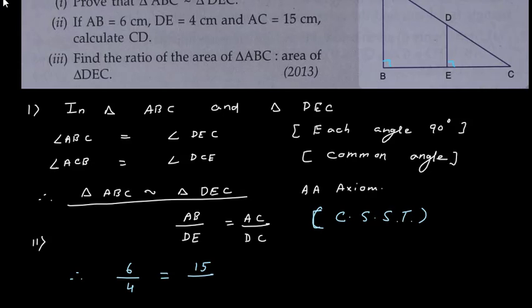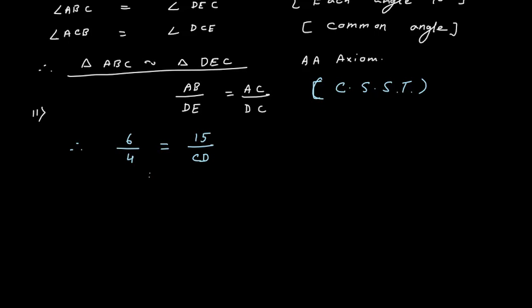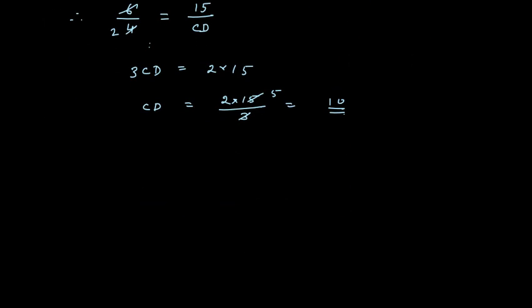divided by the value of DC, or CD. You can write this as CD also. So 6 upon 4 is 3 upon 2, so this is 3 divided by 2. Now we cross multiply, so 3 times CD is equal to 2 into 15, and hence CD is equal to 2 into 15 divided by 3. So 3 5s are 15, 2 5s are 10. So the value of CD we get is 10.